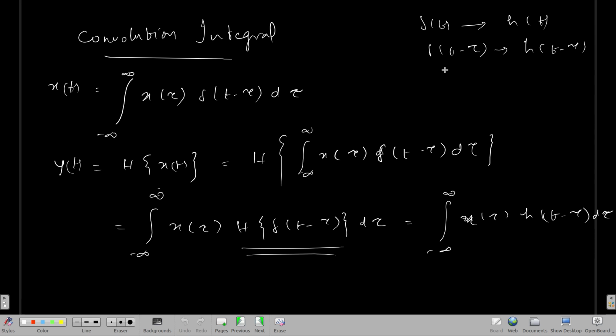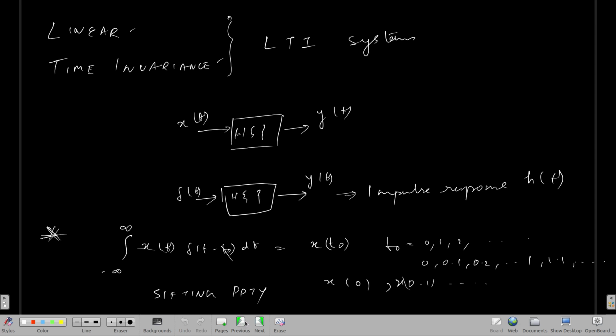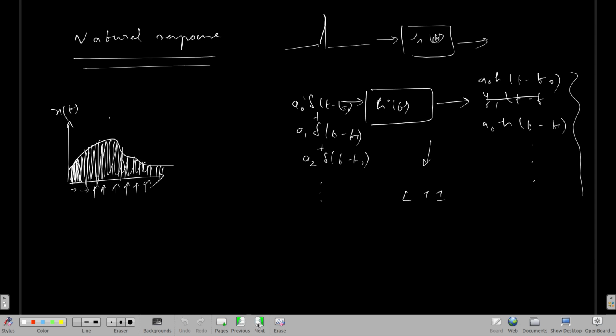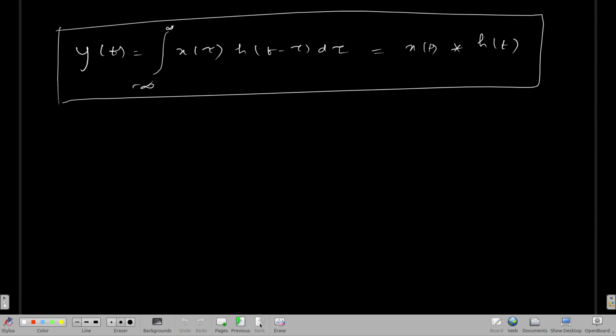Similarly, by time invariance, delta of t minus tau should give h of t minus tau. Therefore, we have the integral from minus infinity to infinity of x of tau, h of t minus tau d tau. For this part linearity is required, and for this part time invariance is required. That is why we are choosing linear time invariant systems, because only if the system has these two properties can we model and analyze these kinds of systems.